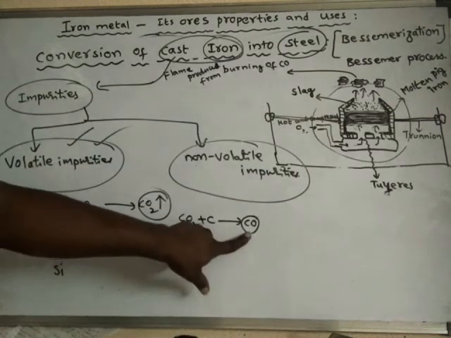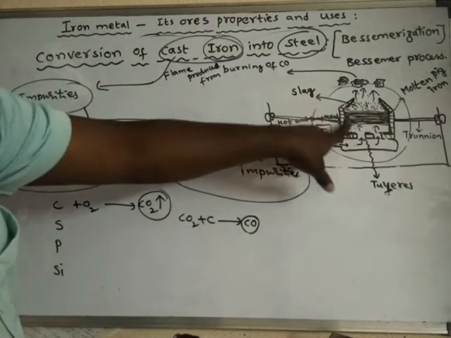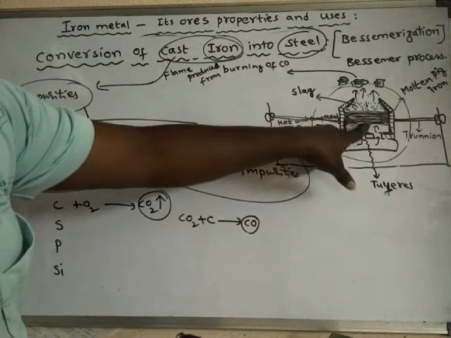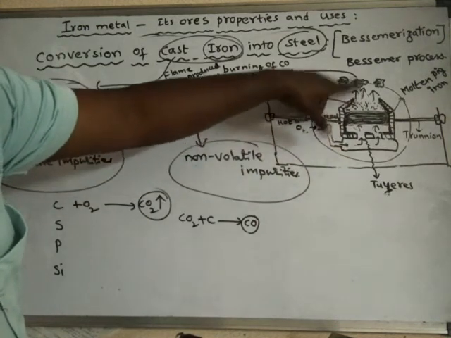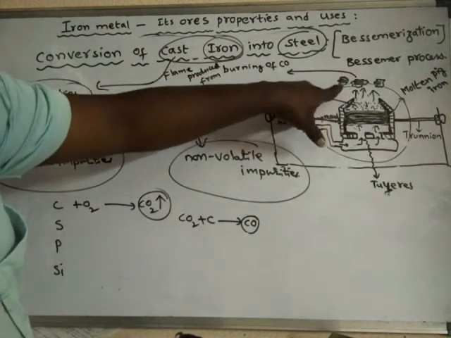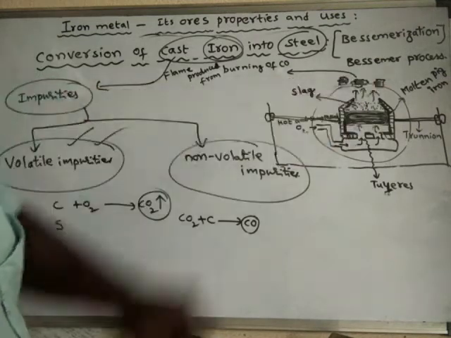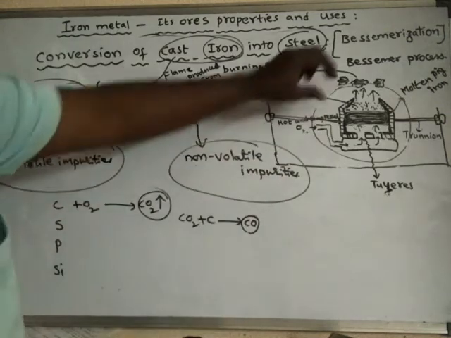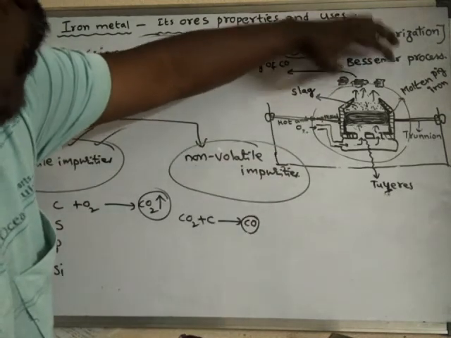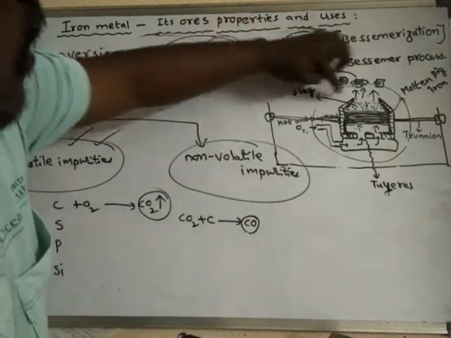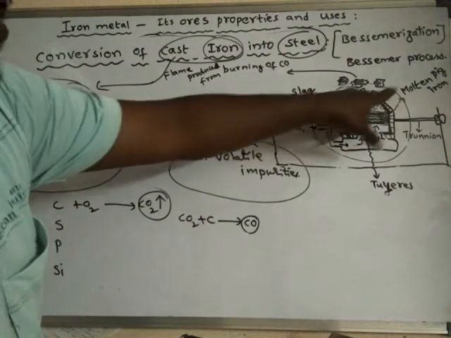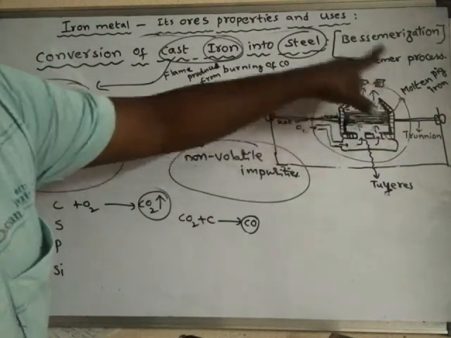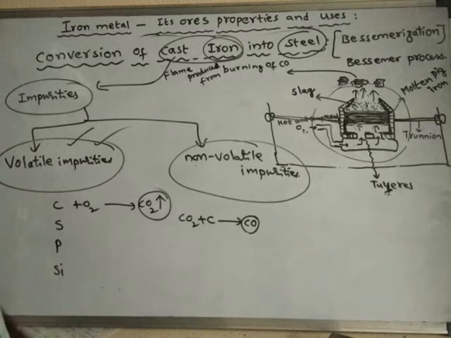This carbon monoxide is formed inside the Bessemer converter, and it escapes through this opening, and here the burning of carbon monoxide takes place. Due to this, some flames are produced. So always you will find a production of flames. It is very hot because you will find fire here. Flames are produced by the burning of carbon monoxide.